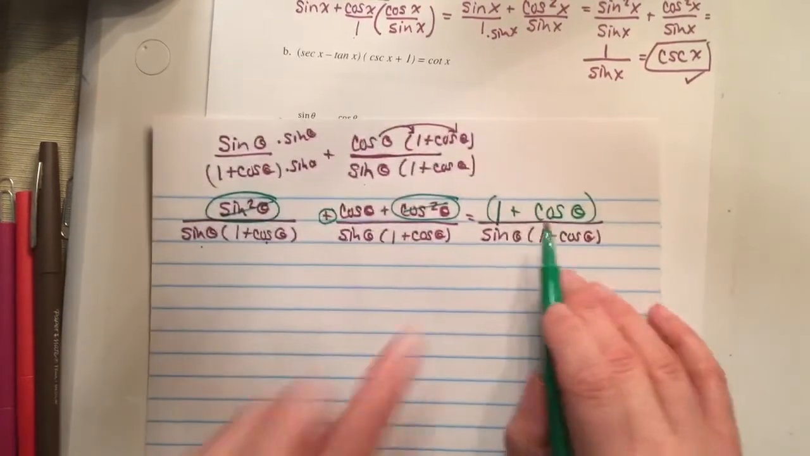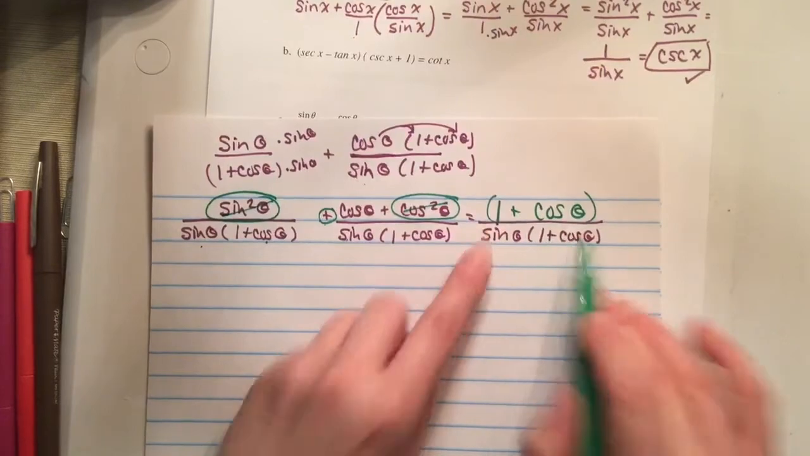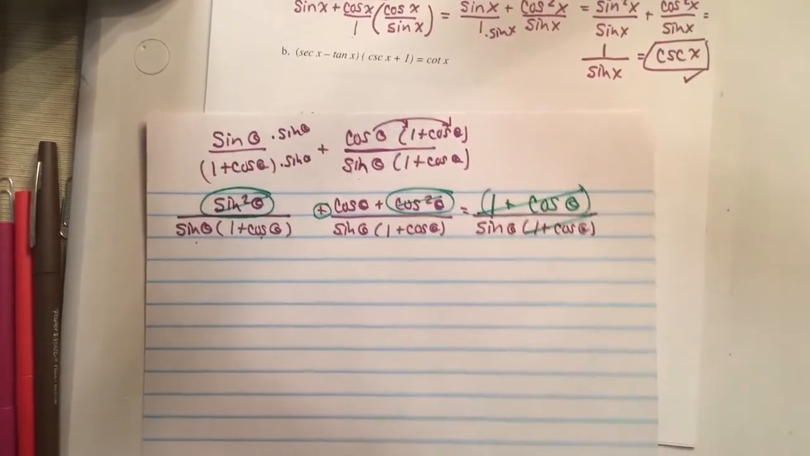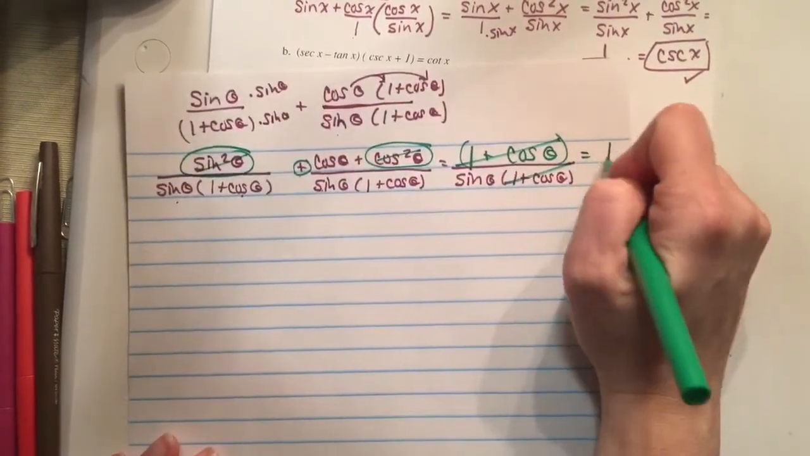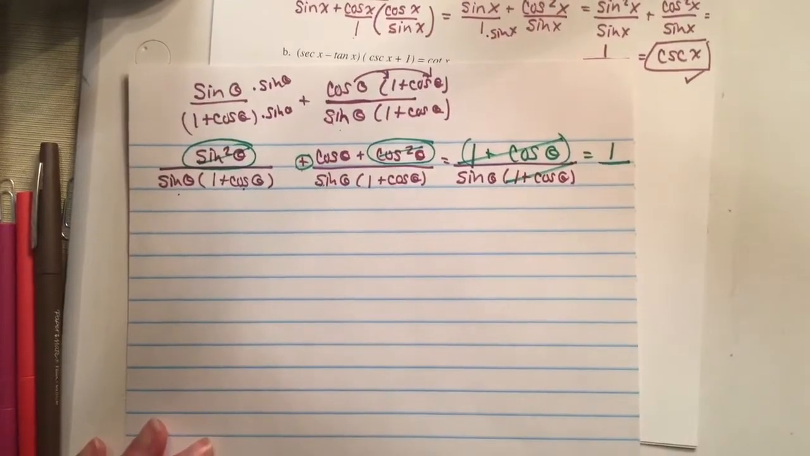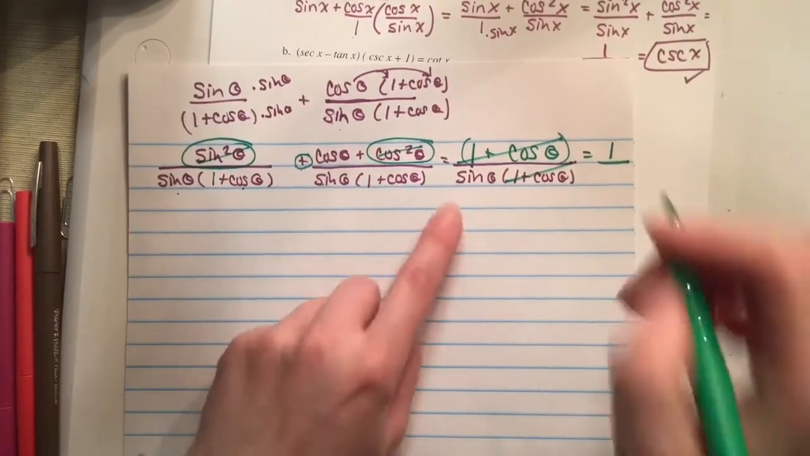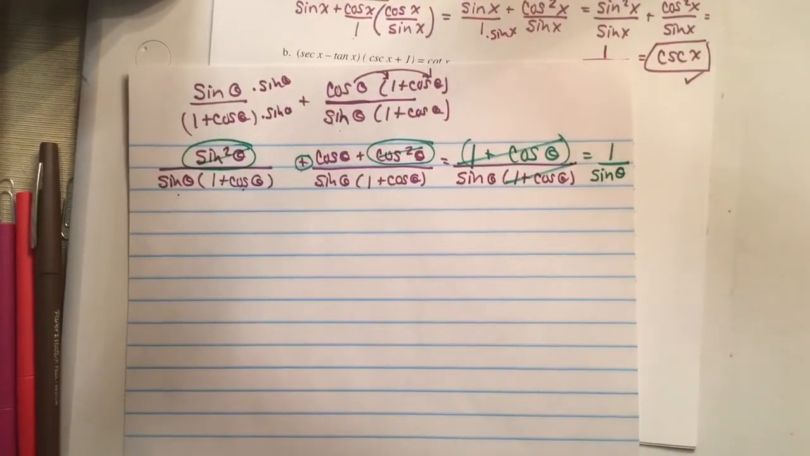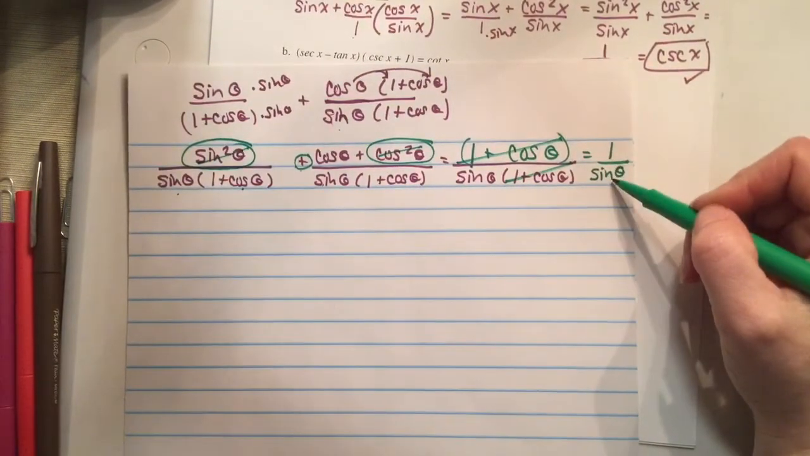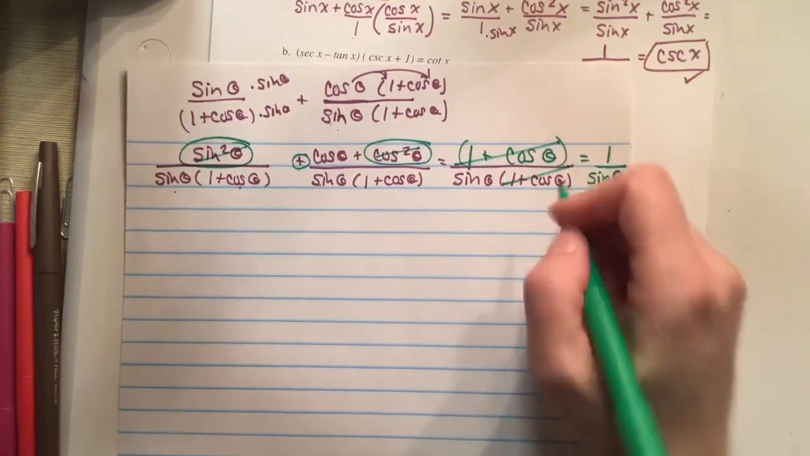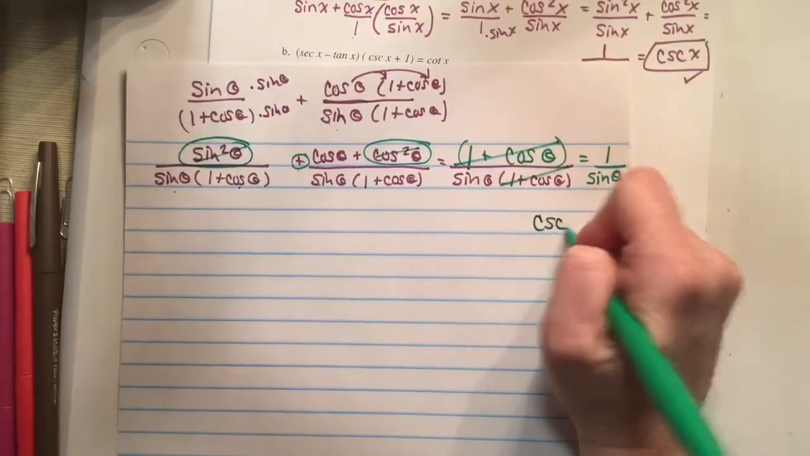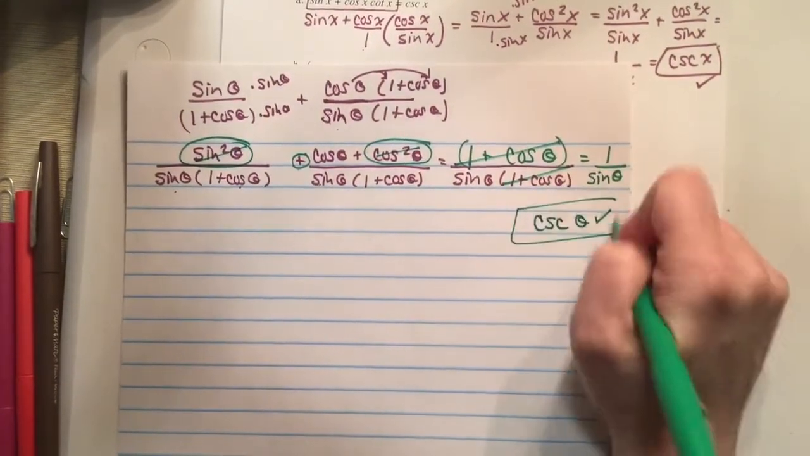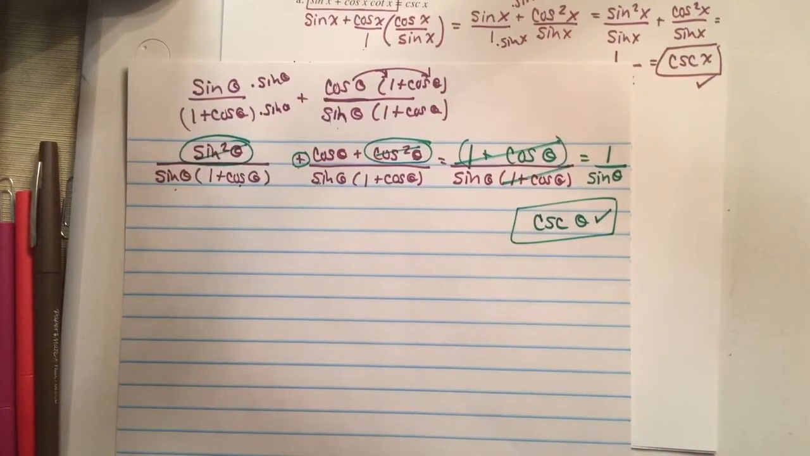Now check this. 1 plus cosine of theta over 1 plus cosine of theta, they would cancel. If everything cancels on the top, all you have remaining is an unwritten 1. The bottom, all I have remaining is a sine of theta. 1 over something means you take the reciprocal. So 1 over a sine, the reciprocal of the sine is cosecant. Ta-da! Done.